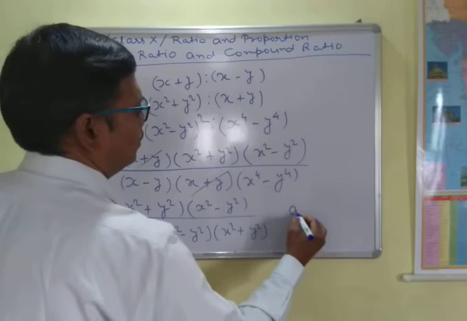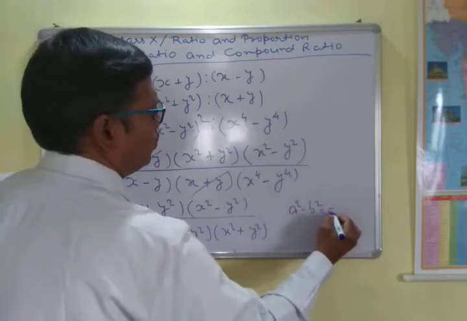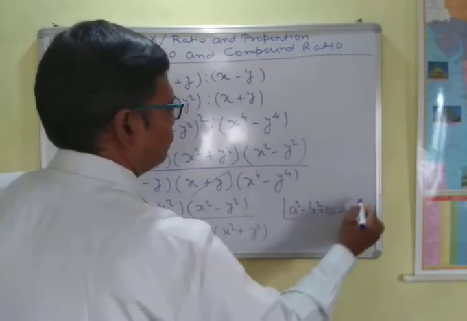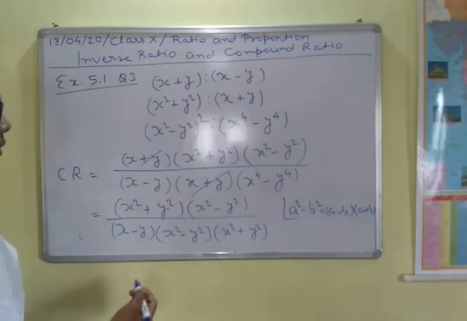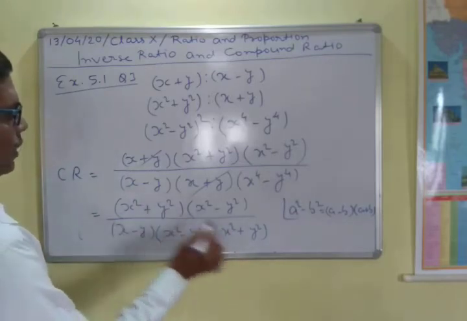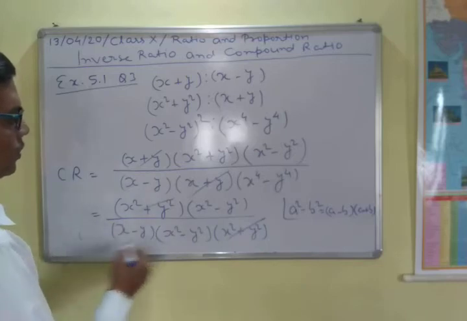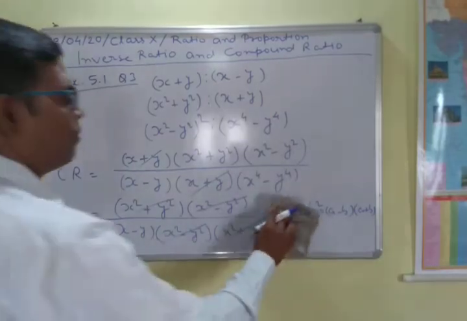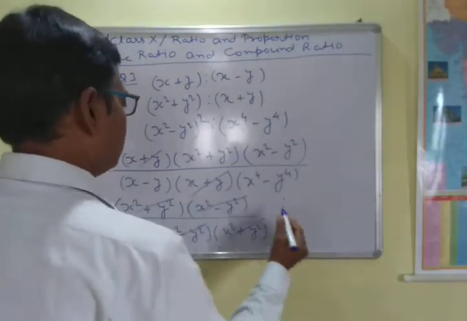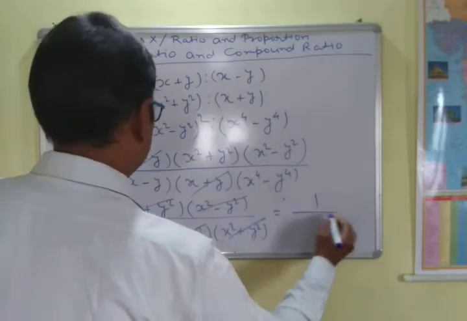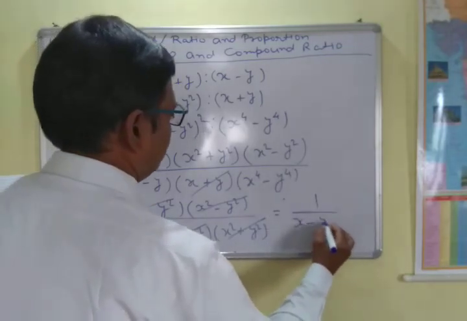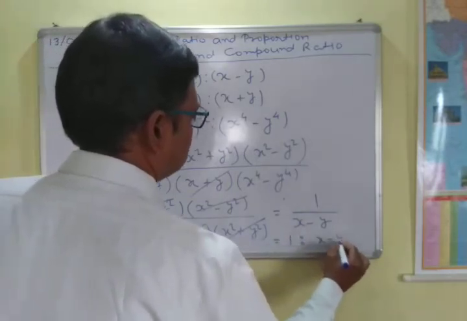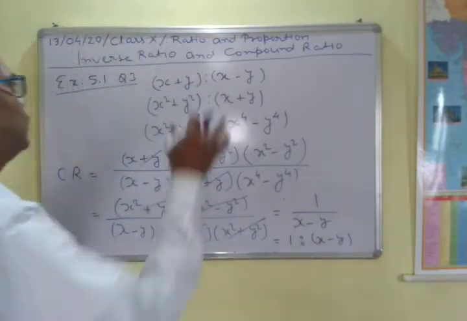The formula is a square minus b square equals a minus b into a plus b. I have used this formula, so you must remember it. Now you can see clearly that this and this will cancel out because they are equal, and this will also cancel out. So what is left now is 1 by x minus y. This is the answer of this question.